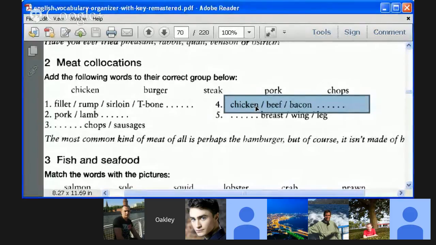Okay, anyway. Keiko, what word might collocate with chicken, beef, bacon?